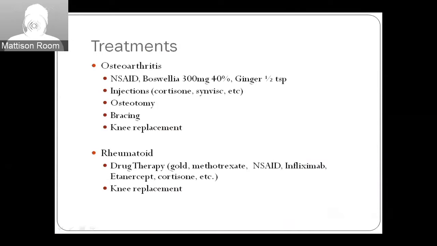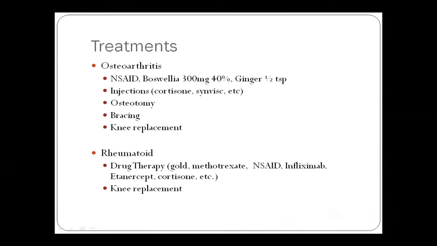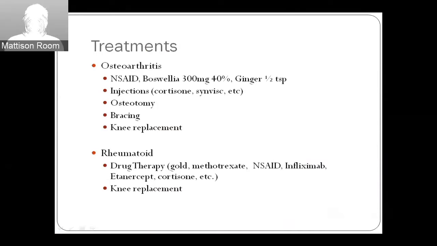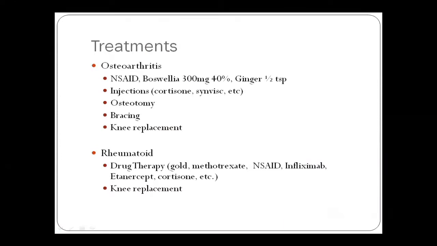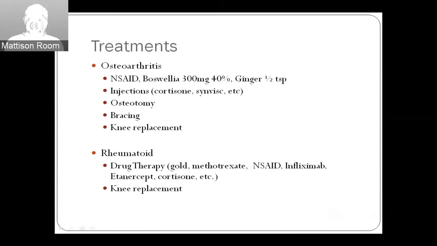In both cases, you can do injections of cortisone. Cortisone is a steroid, but it's not an anabolic steroid. It's called a corticosteroid. Anabolic steroids are the steroids that Lou Ferrigno and Arnold Schwarzenegger took to get huge muscles. But the steroid that we inject for arthritis is a highly potent anti-inflammatory.